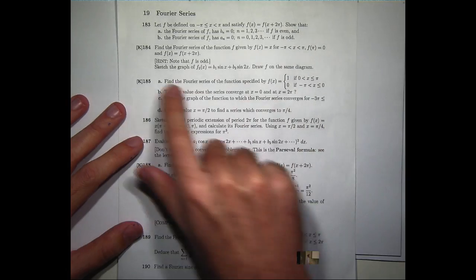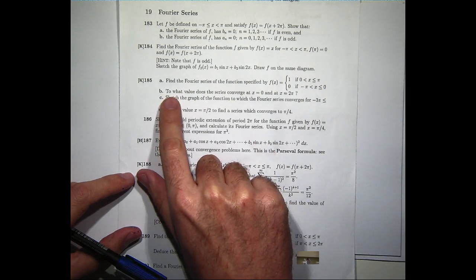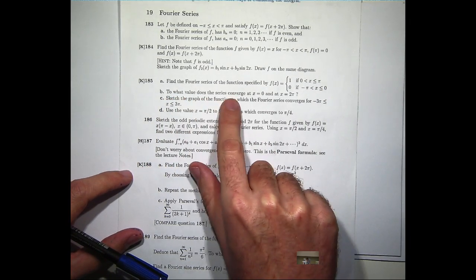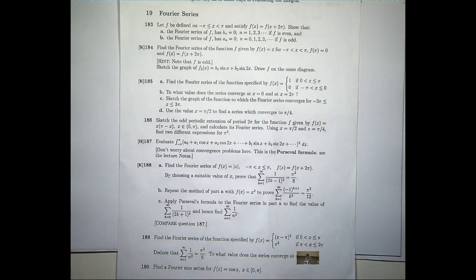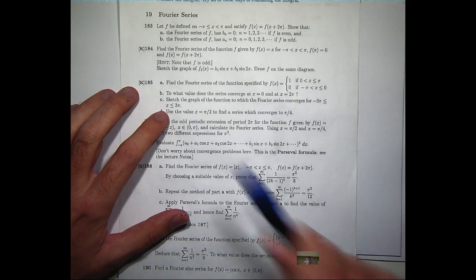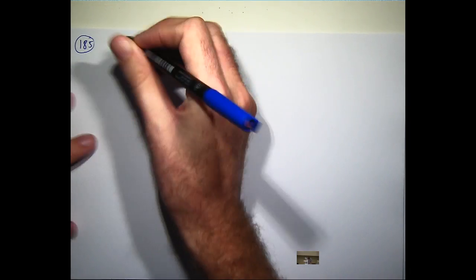Okay. Now I'm going to go through this one a little quicker. 185. Find the Fourier series for this function here. You're asked to determine the value that the Fourier series converges to at these points. Sketch the graph of the function to which the Fourier series converges on this interval, and use the value x equals pi on 2 to formulate some value of an infinite series. Okay, so who's done 185? Anyone? Anyone? Okay, it's a good one. I've seen that on lots of tests. So I'm going to go through this a little quicker than the previous one.